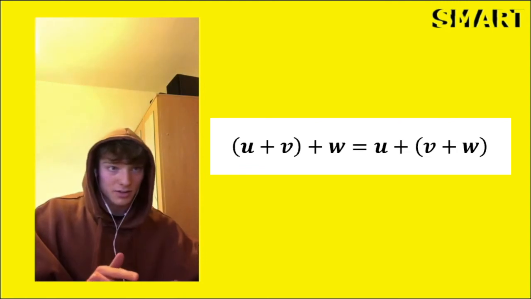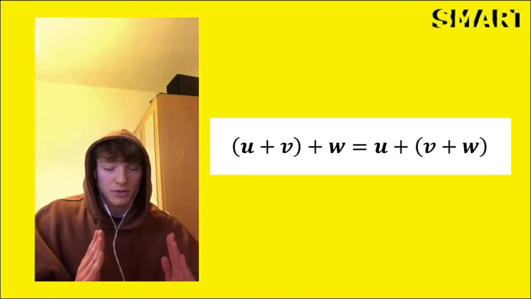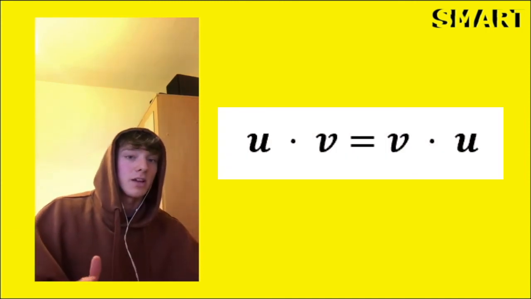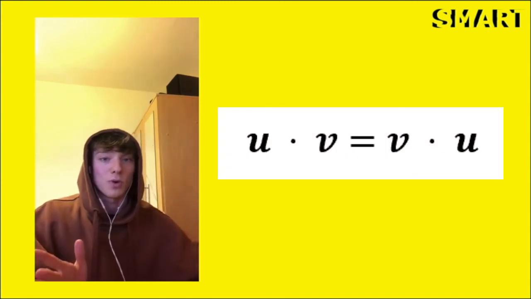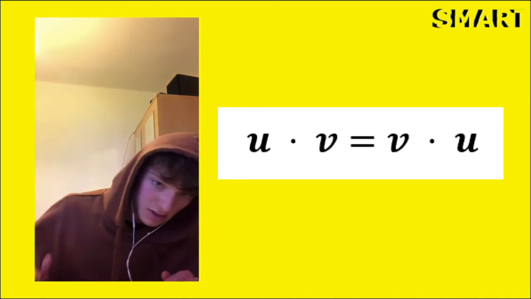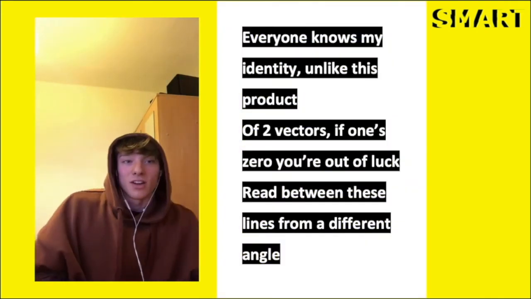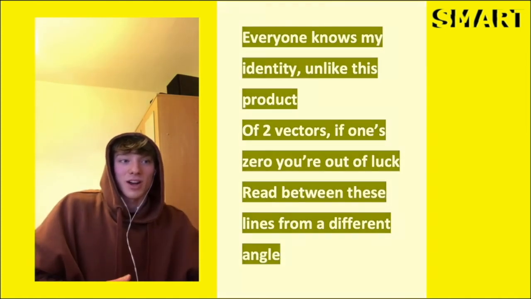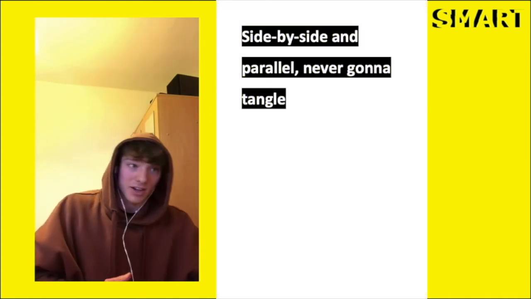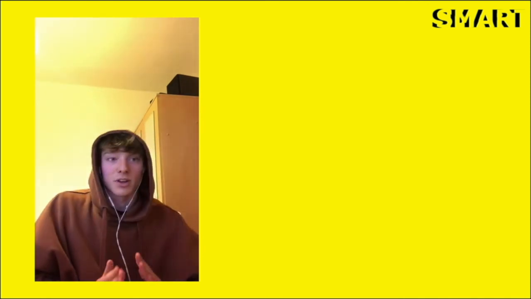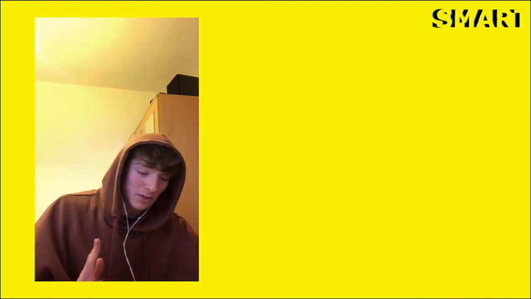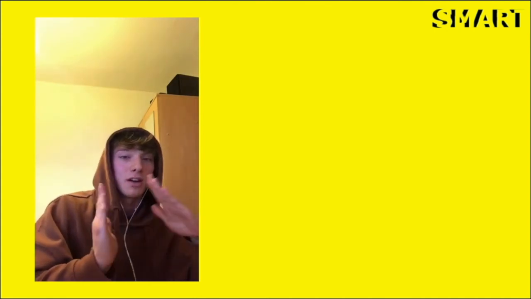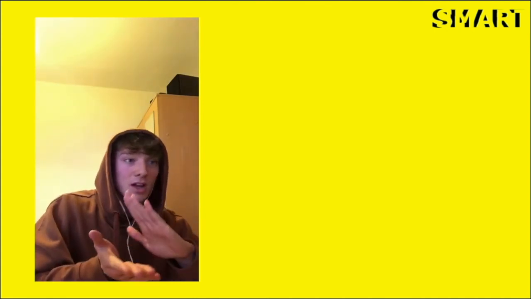The final line discusses the fact that a scalar product is commutative, which means that u dot product v equals v dot product u if u and v are both vectors. Everyone knows my identity unlike this product of 2 vectors. If one's 0, you're out of luck. Scalar products basically don't have an identity, which means that if we take 2 vectors and we take the dot product between them, then you're never going to get a vector as the outcome.